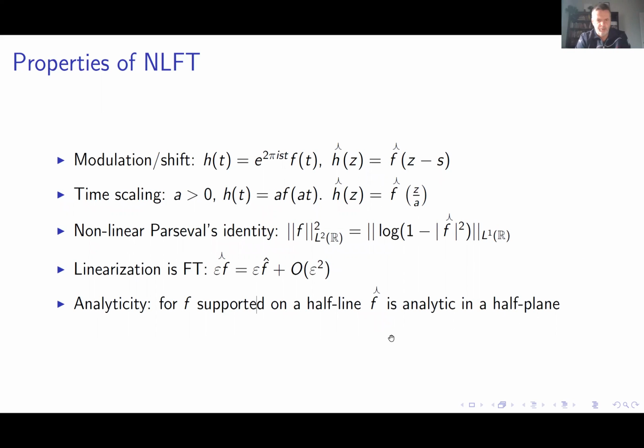So let's look at the properties. Here we are trying to show that this new transform has a right to be called the nonlinear Fourier transform because it shares many properties with the linear Fourier transform. First of all, if you modulate the function, then its nonlinear Fourier transform gets shifted. If you rescale the function, then the nonlinear Fourier transform gets rescaled in the opposite direction, just like the linear one. Now, the Parseval identity in the nonlinear form, we do have an equation for the norms.